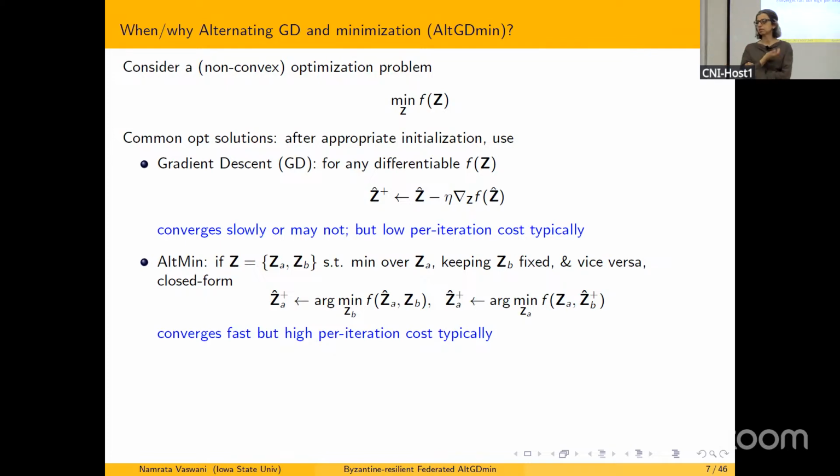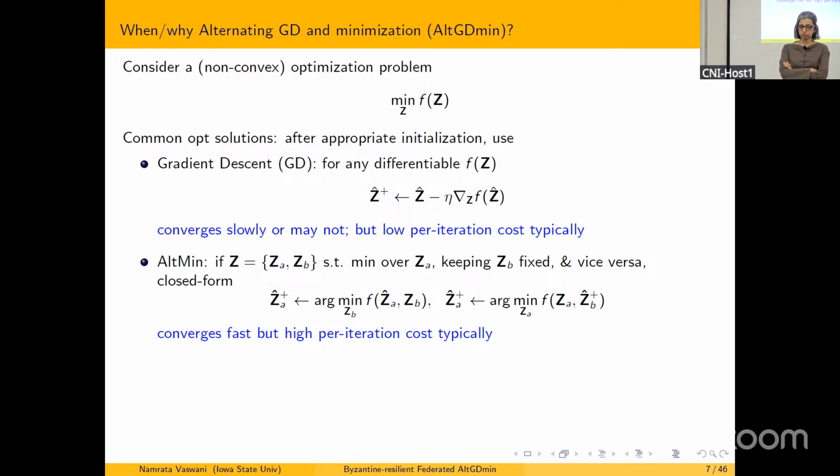If you want to solve a general non-convex optimization problem, the most well-known solution is gradient descent, or its 100 modifications, stochastic GD and its various modifications. I just wrote simple gradient descent here. Your new iterate is the current iterate minus a step size multiplied by the gradient. In principle, you can implement it for any differentiable function f, but depending on the step size especially, it converges slowly, or sometimes may not, depending on the problem at hand. But the reason why people have returned to basic GD as against Newton's method and all those other things is the per iteration cost is very low.